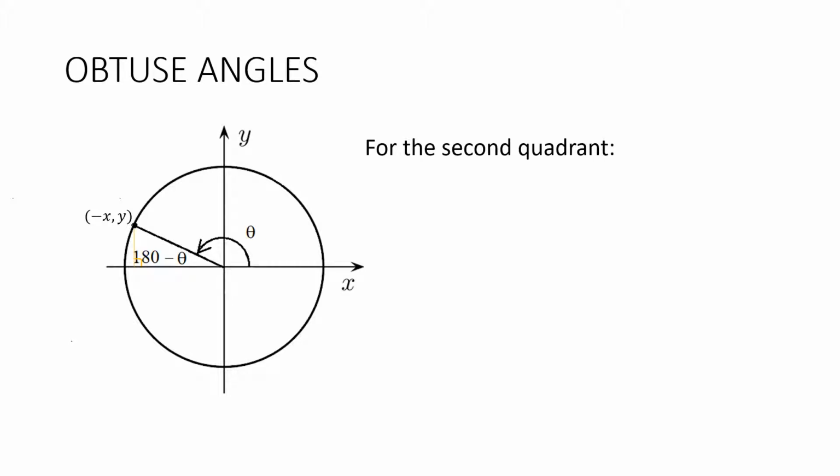So let's look in more depth at these relationships. We're going to start in the second quadrant, which is the obtuse angles. So this angle here is 180 degrees minus theta. Now let's start with sine. So we worked out before that in this quadrant sine will be positive, because it's to do with this y coordinate here, and that's positive. So sine of 180 minus theta is going to be exactly equal to sine theta.